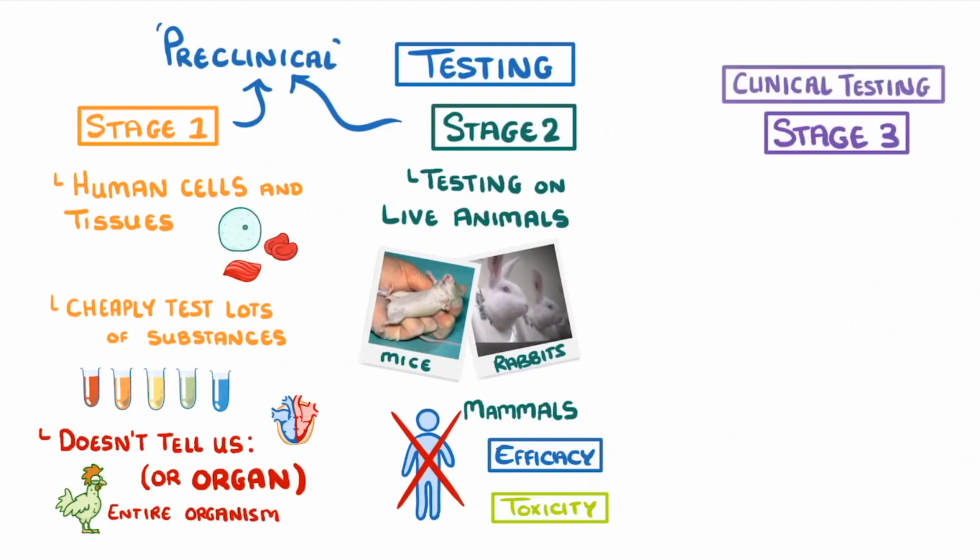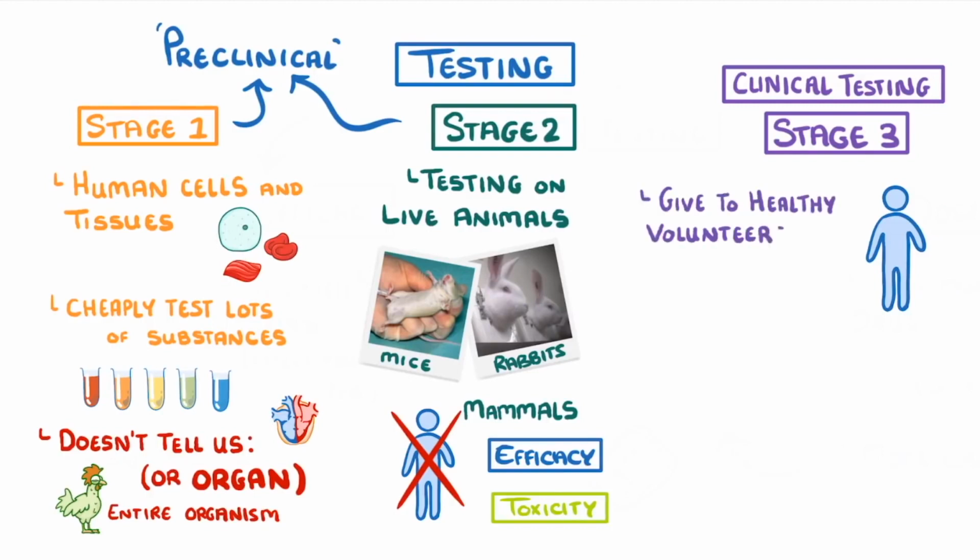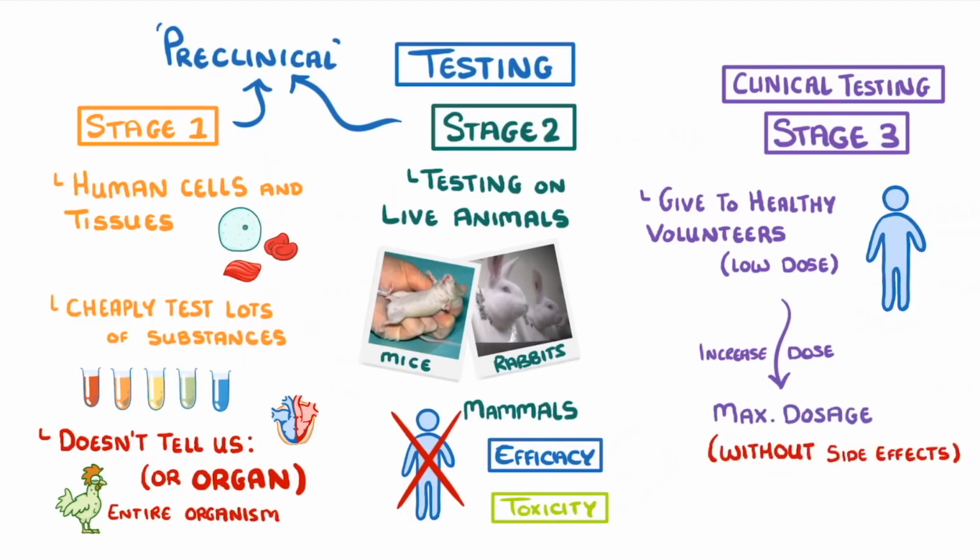The final stage is clinical testing, where we finally give the drug to humans. The first step of clinical testing is to give the drugs to healthy volunteers starting with a very low dose, just to check it doesn't cause any problems. Then we slowly increase the dose, with the doctors keeping a close eye on the health of volunteers, checking for any side effects.